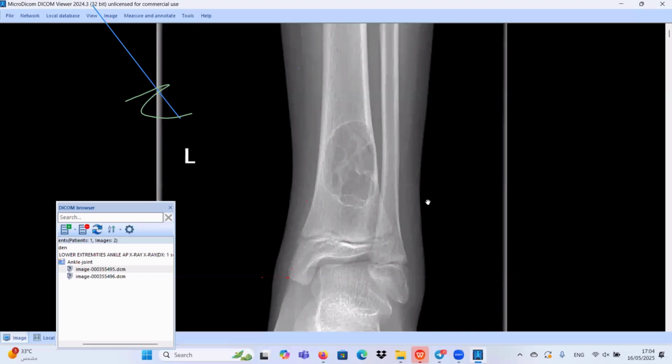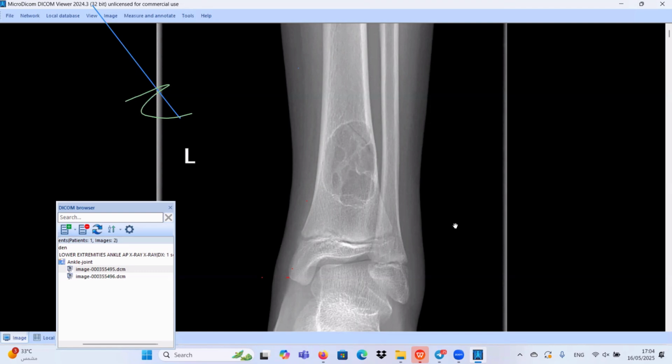In my routine practice, I will check the orthogonal view for any associated fracture line, pathological fracture or soft tissue component. Here I can see a lucent area projecting over the superior aspect of the lesion, so I'm suspecting a pathological fracture. Yes, you are right. Very nice. You are doing well.